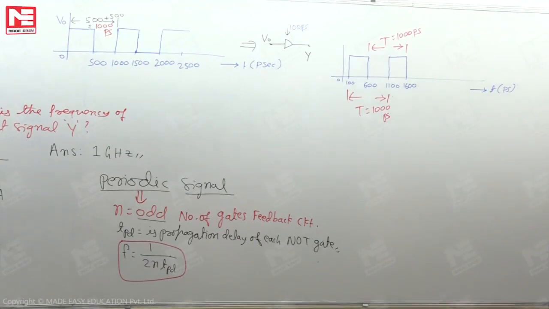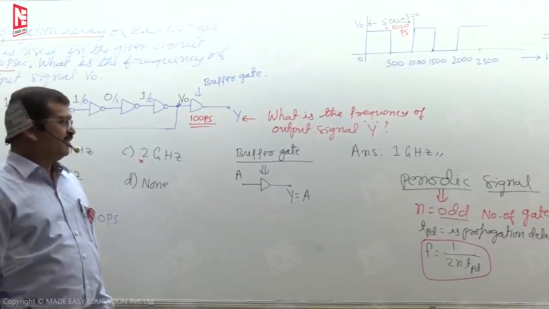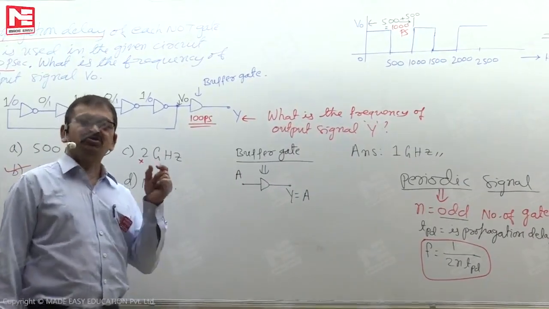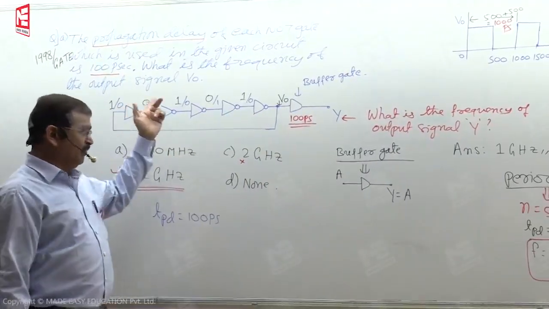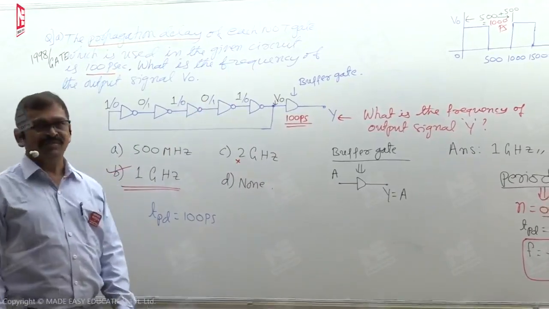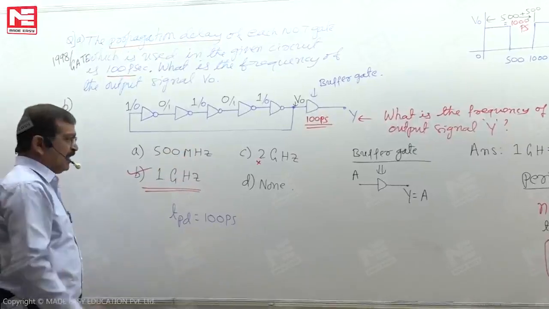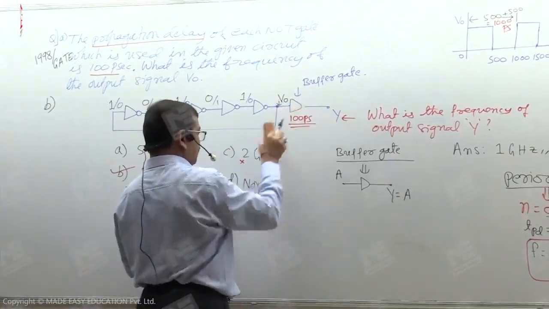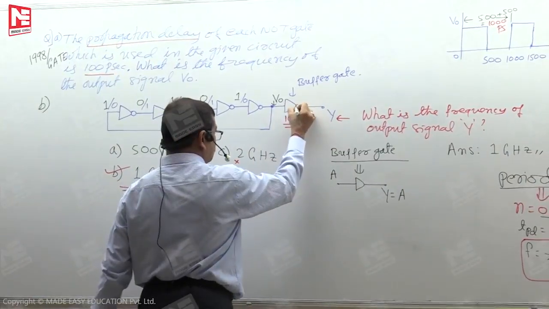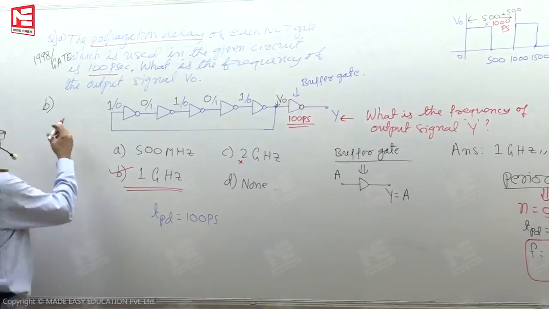To calculate the frequency, after the time period calculation, we need to bother about the number of gates which are inside the loop. That is important. Suppose in the B bit, what I am looking at as a buffer gate, instead of the buffer gate, if I modify it so that this gate is also a NOT gate, suppose.